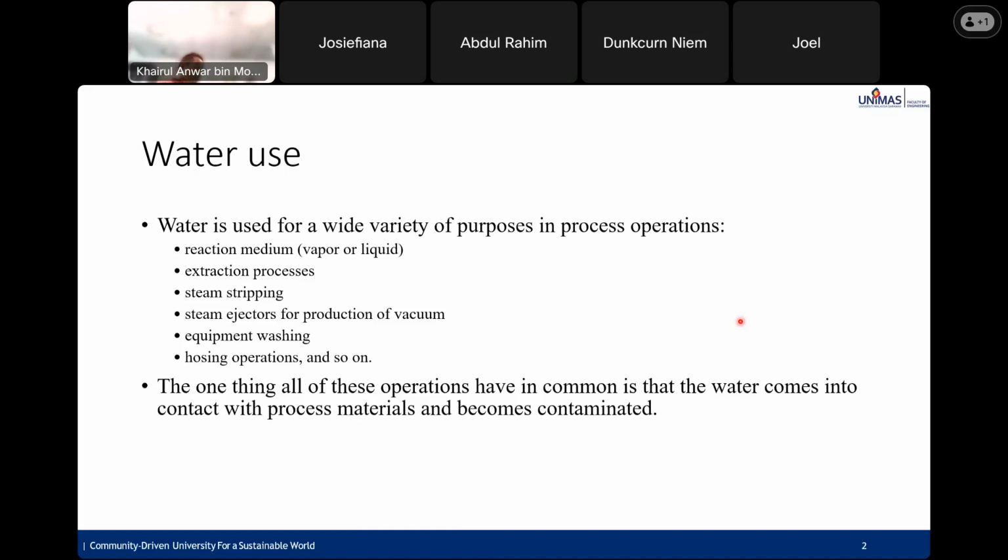So, water use. Water is used for a wide variety of purposes: process operation, extraction medium, steam stripping, steam ejector for production of vacuum, equipment washing, cleaning operation, and so on. One thing all of these operations have in common is that the water comes into contact with process material and becomes contaminated.